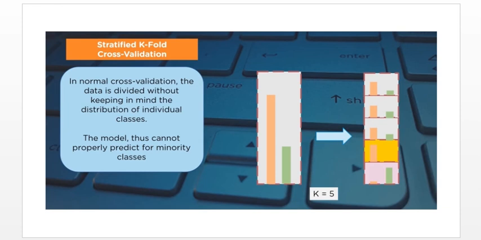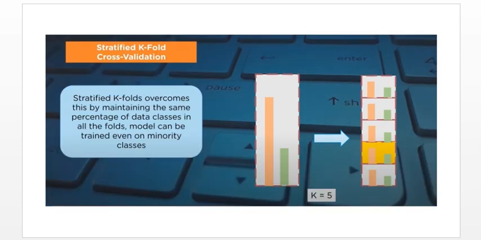For example, consider a binary classification data set with 70% positive and 30% negative labels. Each fold of the stratified k-fold will also have a 70-30 split, ensuring that it has consistent evaluation.